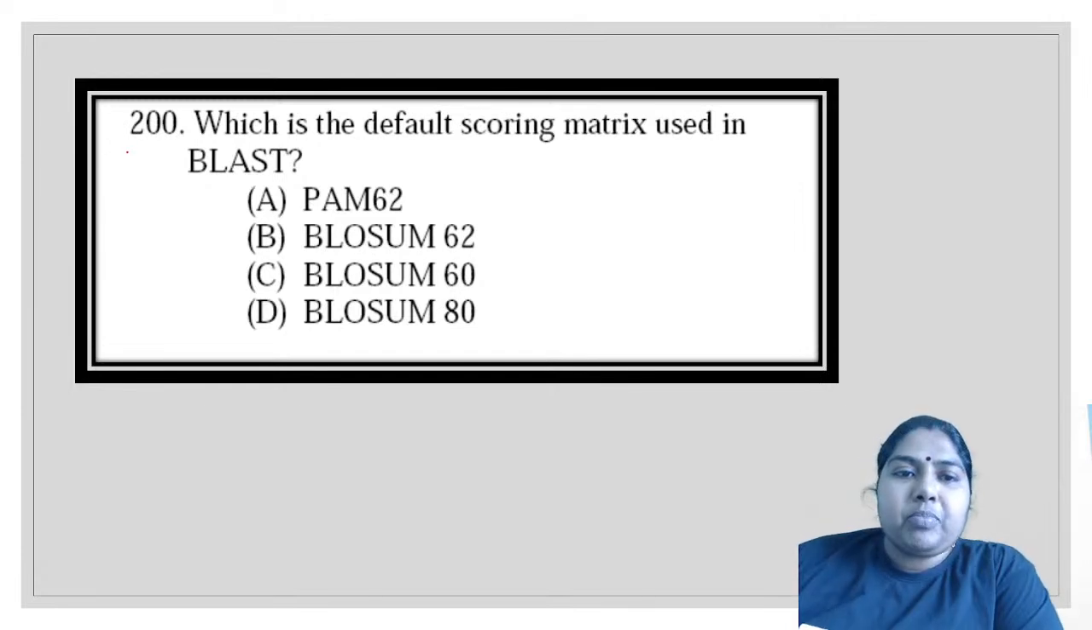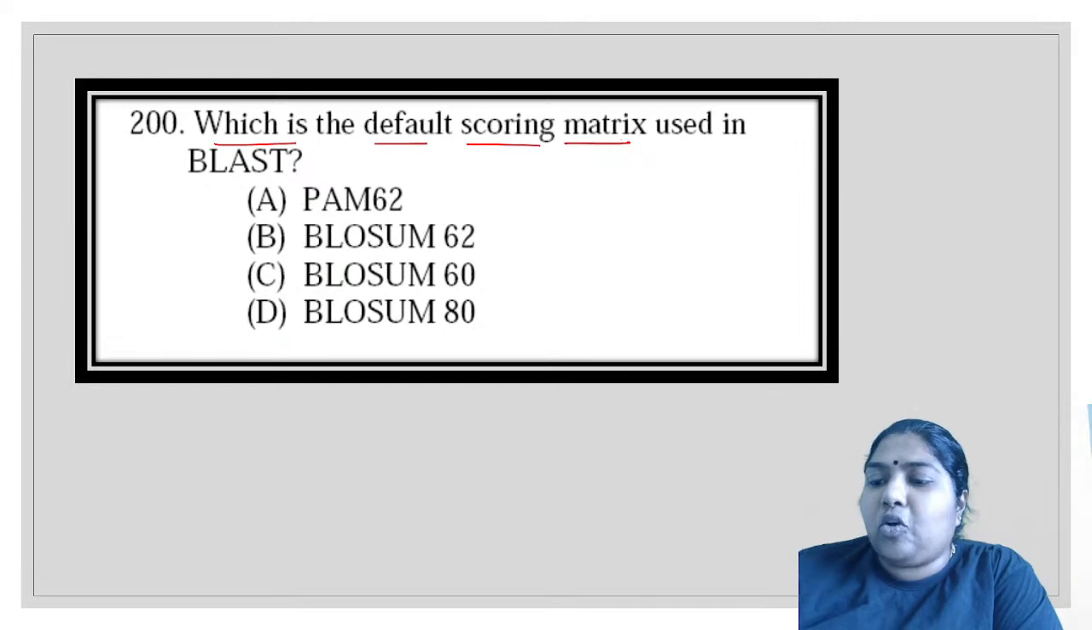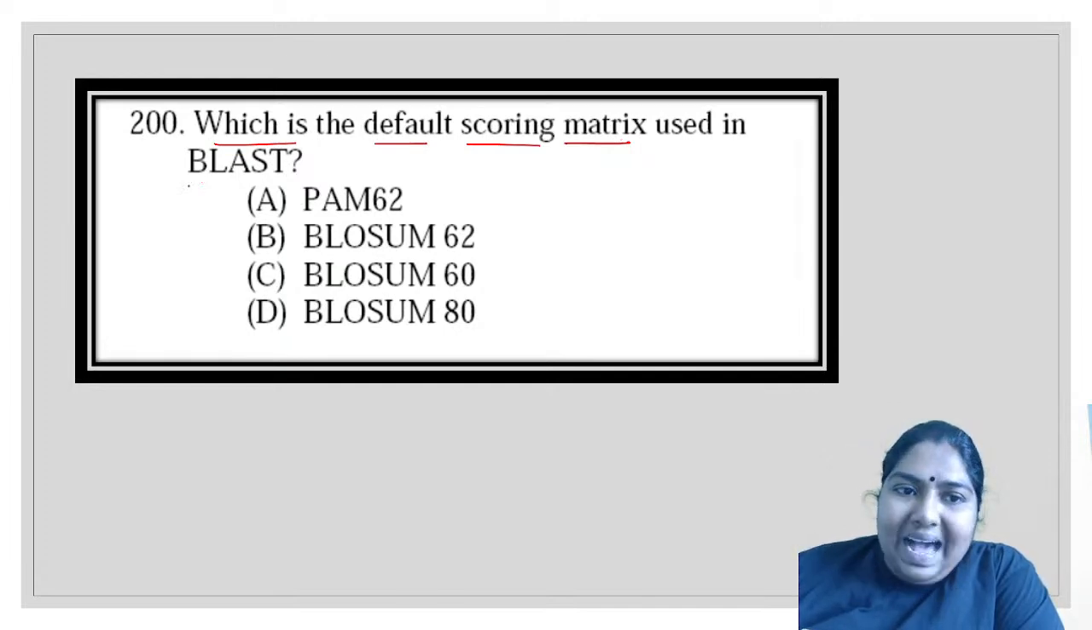So question number 1. Which is the default scoring matrix? Which is the default scoring matrix that is being used in BLAST?